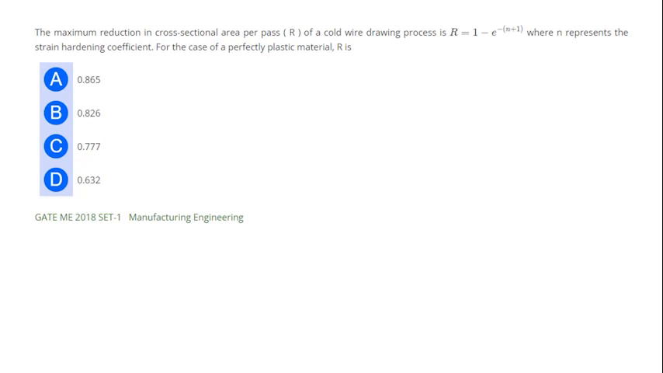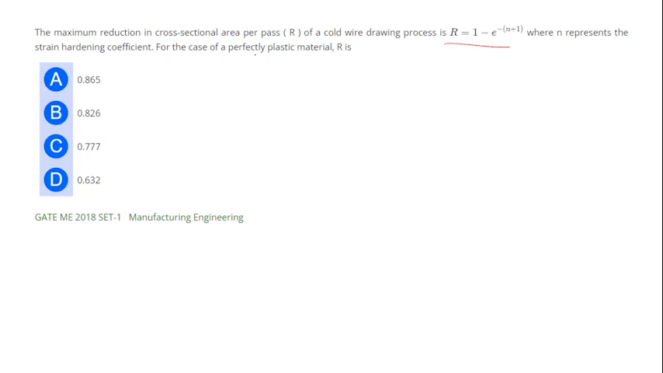Yeah, D is correct. So let's read the question. The maximum reduction in cross-sectional area per pass of a cold wire drawing is this. This is the maximum reduction, where n represents the strain hardening coefficient.